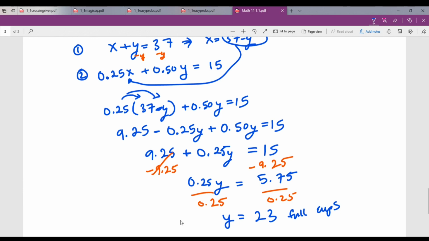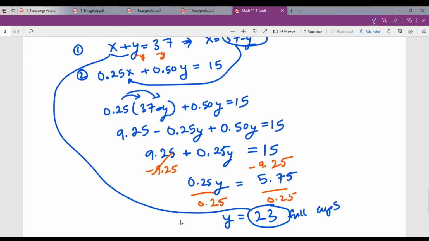We can now plug this number 23 into equation 1 for the Y, and we'll be able to solve for X. So I have X plus 23 equals 37. Let's subtract 23 from both sides, and X is equal to 14. So we have 14 half cups.